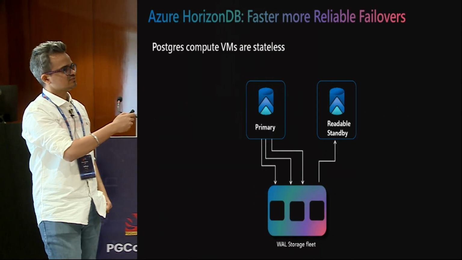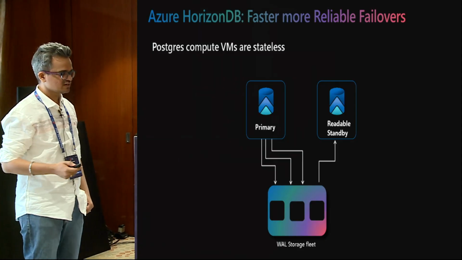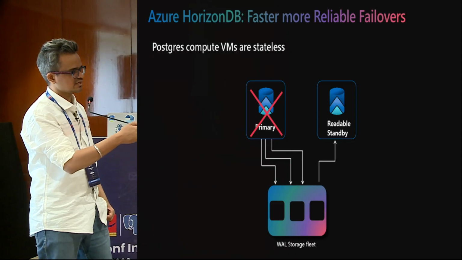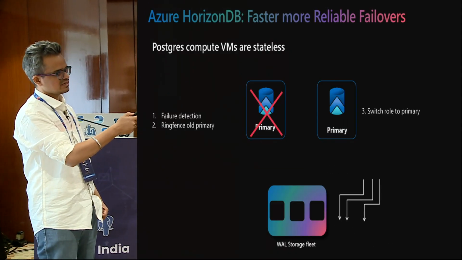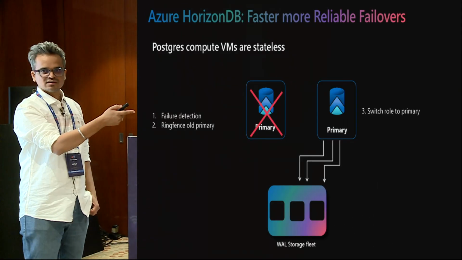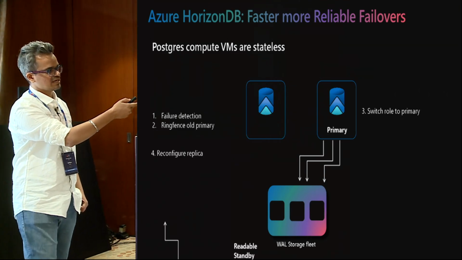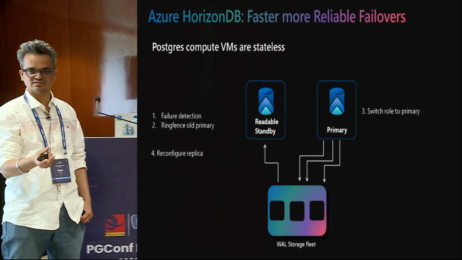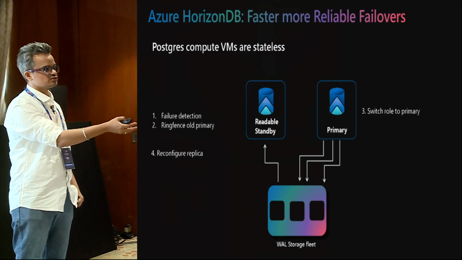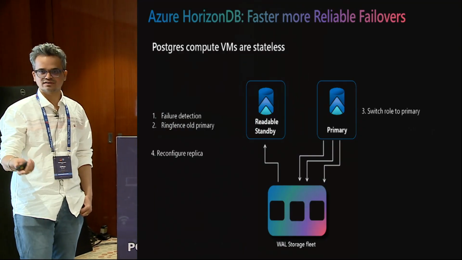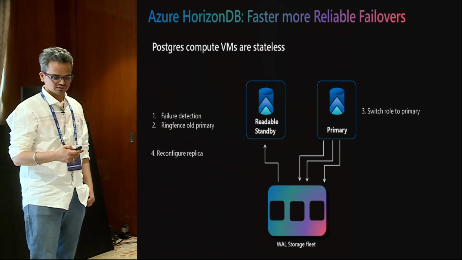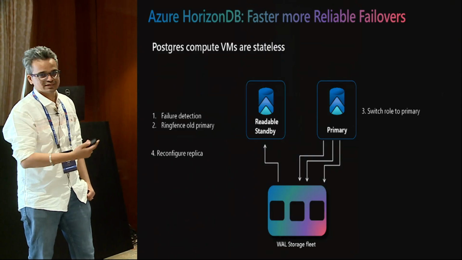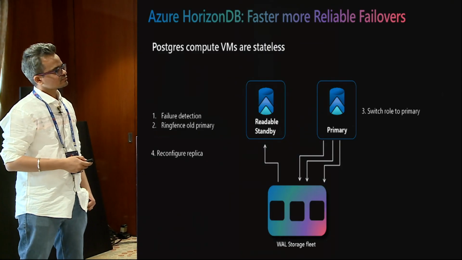But in HorizonDB, as you can see on top, VMs are stateless. If your primary is down for some reason, all the writes stop, and your readable standby will switch role to primary. You can bring back the main primary VM and reconfigure that replica. The WAL storage fleet is the same; it will directly point to the WAL storage fleet, and you can just start reading that data from there. The failover time, based on the earlier slides, was 5 milliseconds overall.